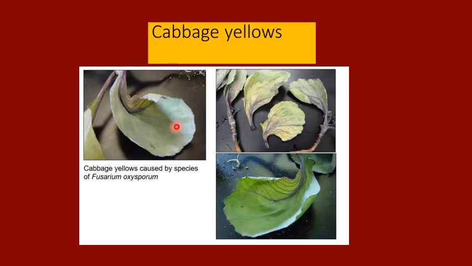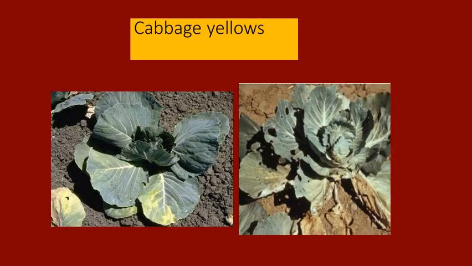Here also you can see cabbage yellows symptoms: yellowing of the leaves and curling of the leaf on one side only. You can see curling of the leaves on one side only. So nicely you can see here. You can see the symptoms in these two diagrams also. Yellowing and drying of the leaves you can see here.